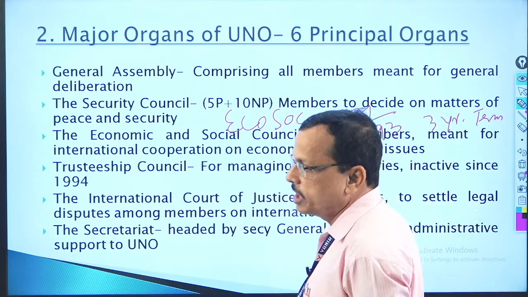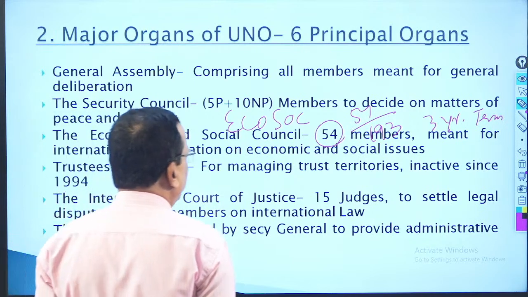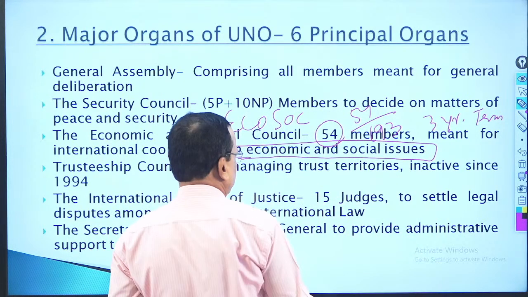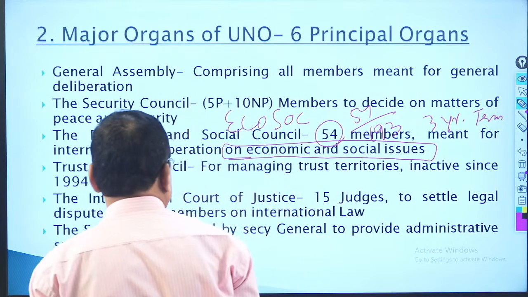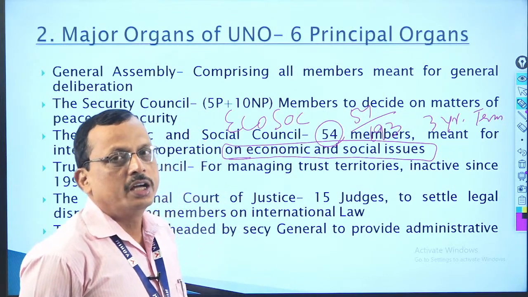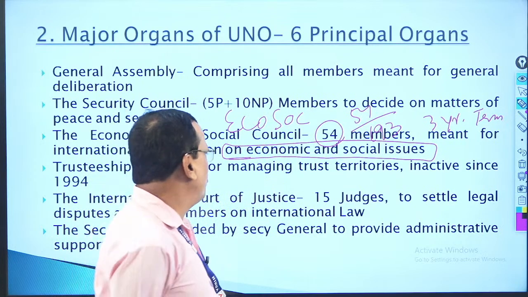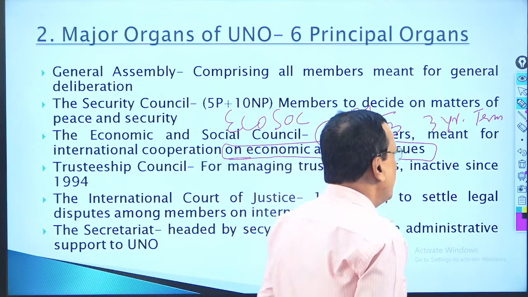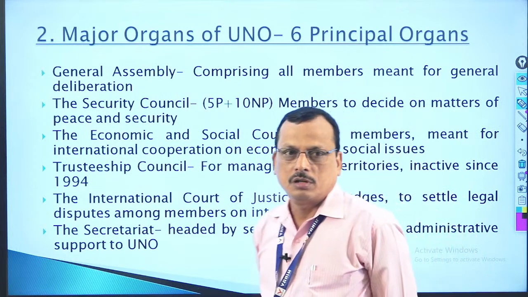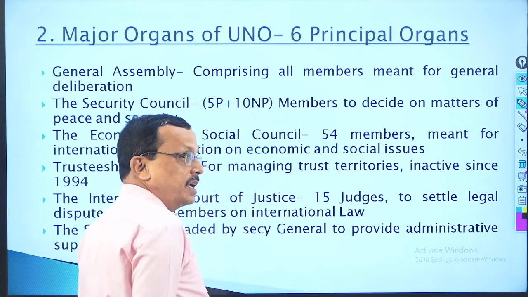Each member enjoys a 3-year tenure, and it means international cooperation on economic and social issues. Most of the UN humanitarian action is coordinated by the Economic and Social Council, regarding children, culture, science and technology, labor, whatever humanitarian role is played by the United Nations. It is the humanitarian phase of the United Nations, to which the members are elected for a 3-year tenure. So one-third of the members retire every year.